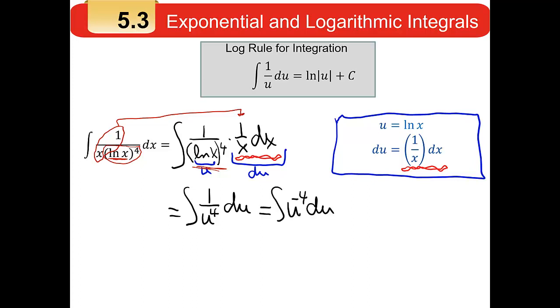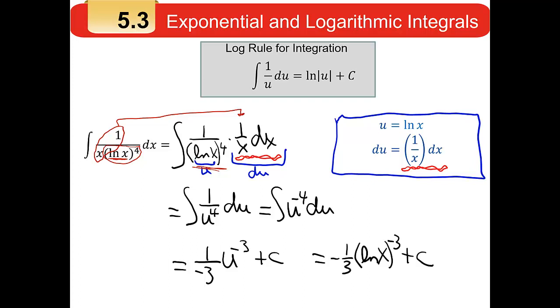Remember, 1 over u to the 4th is the same as u to the minus 4, and that takes us way back to the general power rule for integration, and it just says when you're integrating u to a power, you increase the power by 1 and multiply by the reciprocal. So add 1 to minus 4 and you get minus 3, then you multiply up front by 1 over minus 3, and of course 1 over minus 3 is just minus 1/3, and then you plug the natural log of x back in for u, and bingo, you've got it.